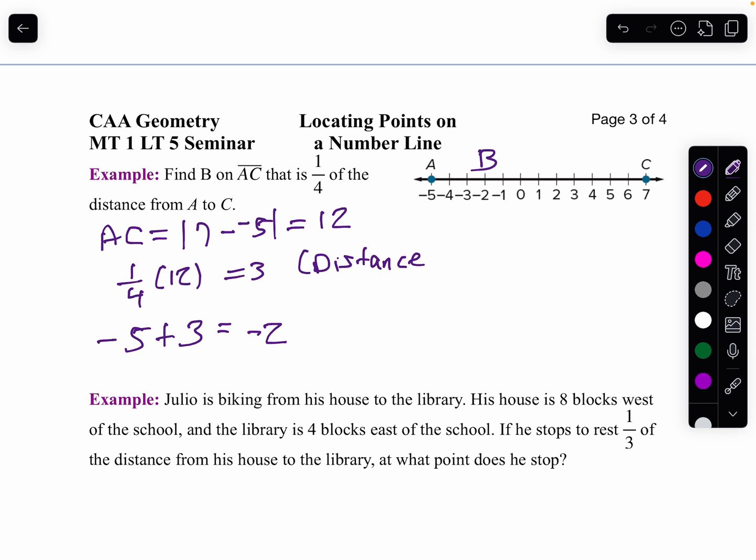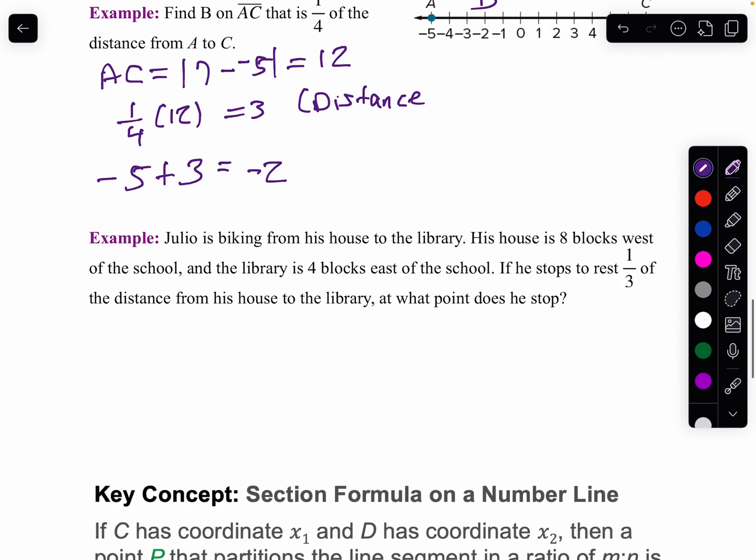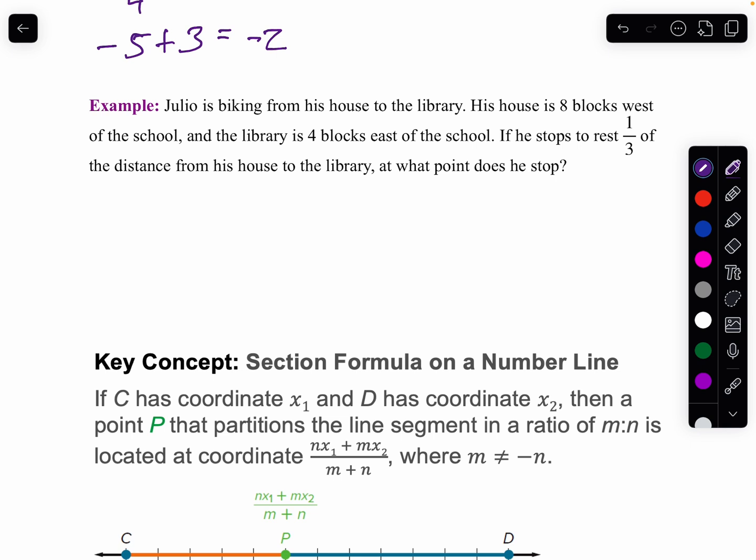Now let's take a look at another problem here. Julio is biking from his house to the library. His house is 8 blocks to the west of the school, and the library is 4 blocks to the east of the school. If he stops 1/3 of the distance from his house to the library, where does he stop at? So let's draw this picture out. I made it not quite horizontal, but we'll take a look. His house is 8 blocks west of the school. So here's his house. He goes 8 blocks.